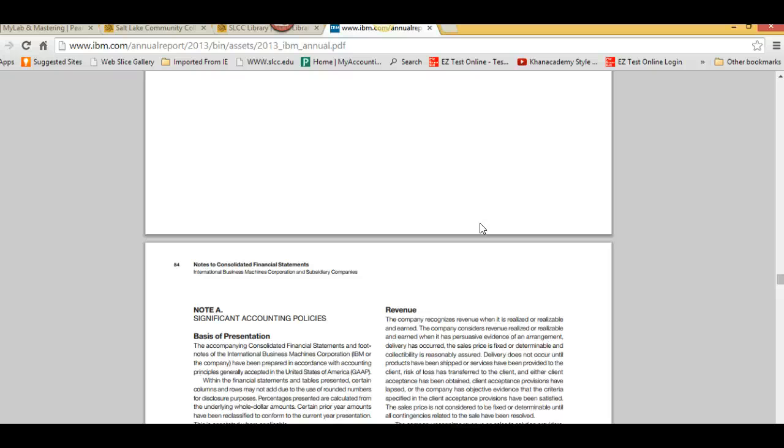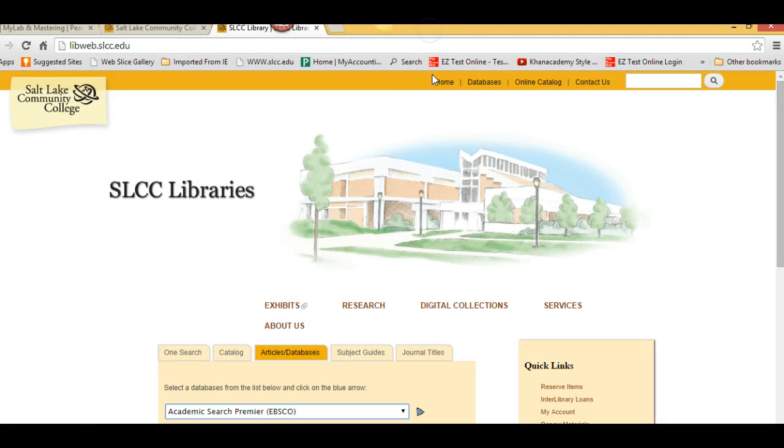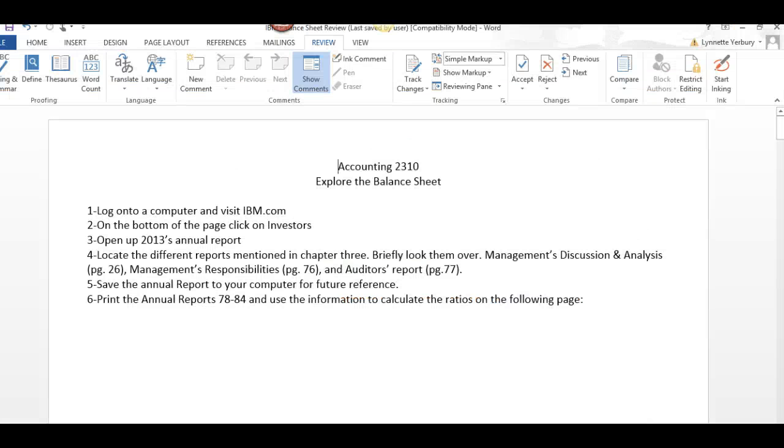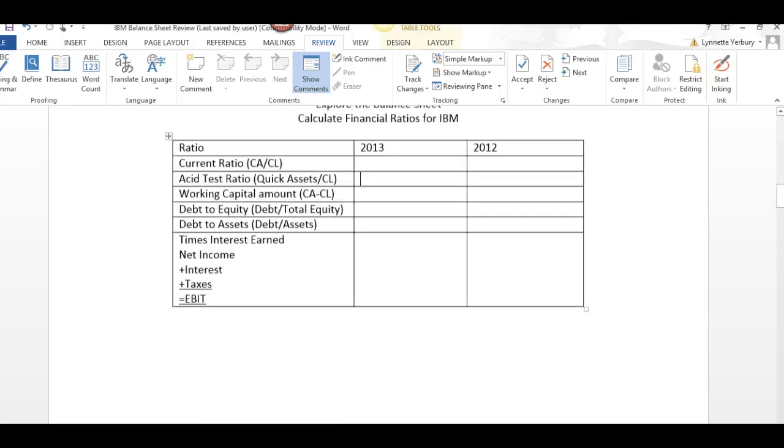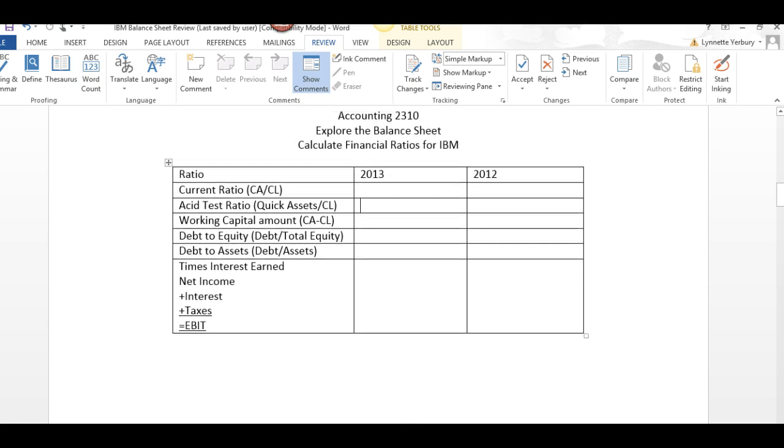Well, that concludes our visit to IBM. What I would like you to do now is to print those financial statements, and let's go back to our presentation. What I would like you to do then is to print those pages of the annual report, 78 to 84, and use it to calculate the information that I've listed below.